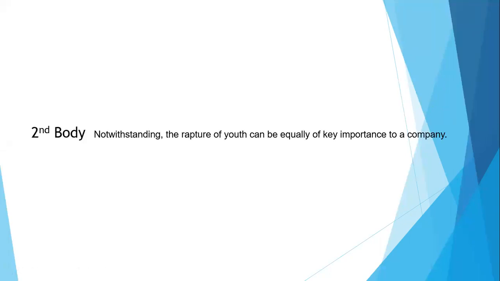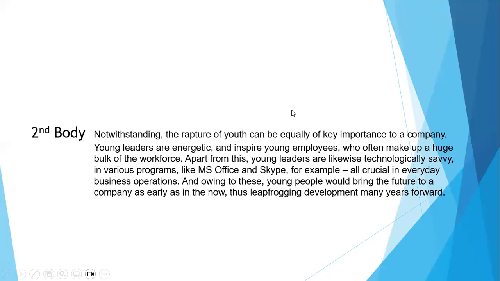Notwithstanding, the rapture of youth can be equally of key importance to a company. Like Elon Musk. Elon Musk is young. How old is Elon Musk? 50? Can somebody Google? I really want to know. Let me check, guys. Guys, can somebody beat me to the Google? Elon Musk age. How old is he? 52 years old, sir. 52. Only 52. Okay. Joe Biden is 80.